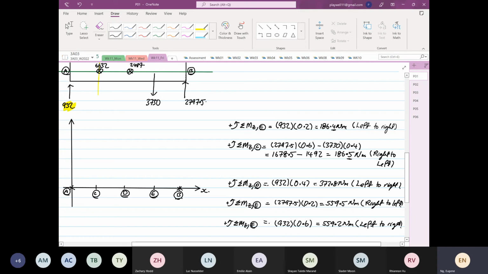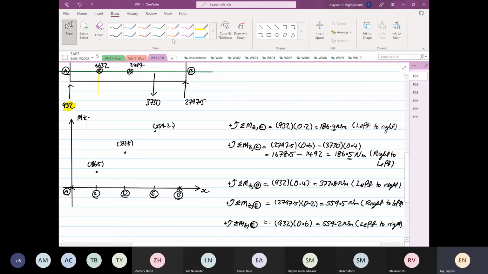Okay. So now we know that we have 186.5 at point C. So this is 186.5. And then at point D is 372.8. And at point E, you have 559.2. So this is just a sketch, okay? So you have 559.2. Okay, so this is moment about Z.